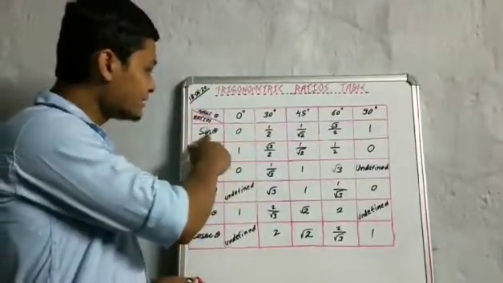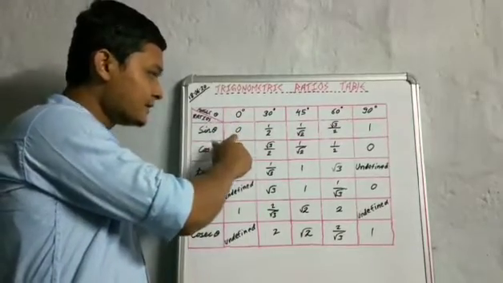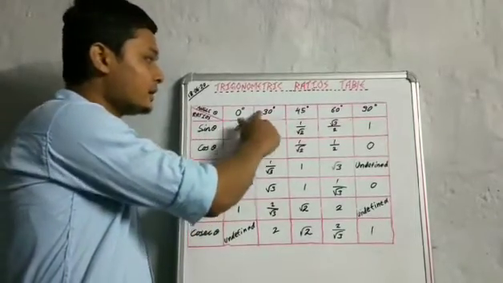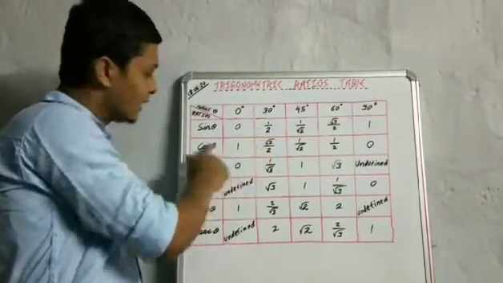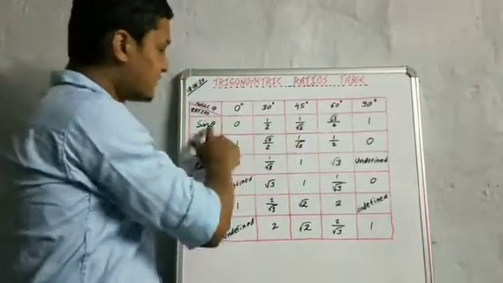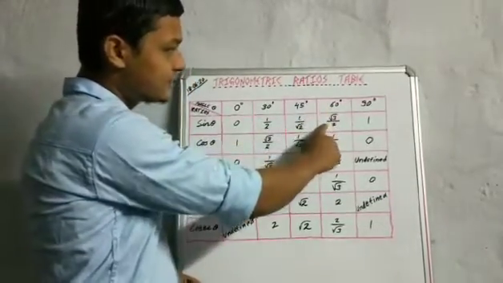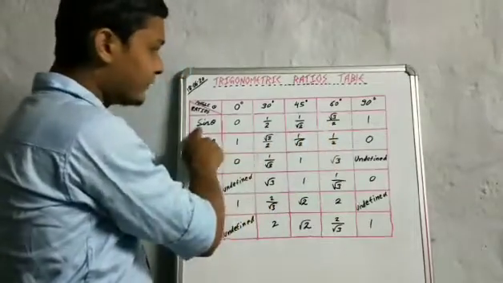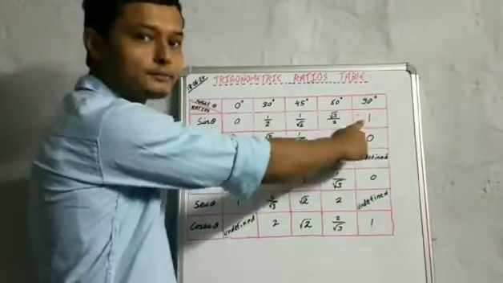Here the value of sine of angle 0 degree is 0, sine of angle 30 degree is half, sine of angle 45 degree is 1 by root 2, sine of angle 60 degree is root 3 by 2, sine of angle 90 degree is 1.